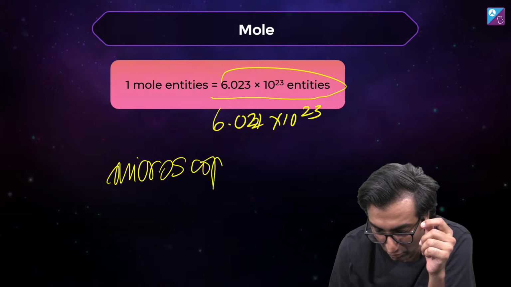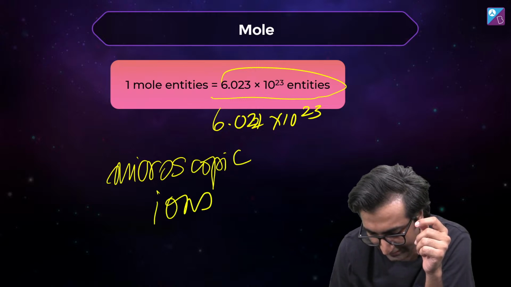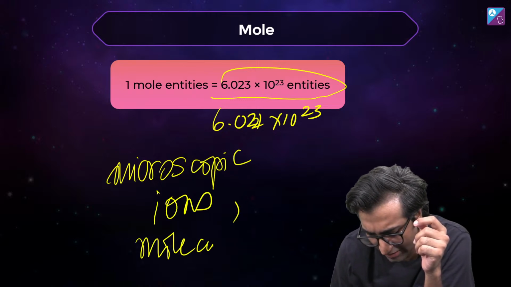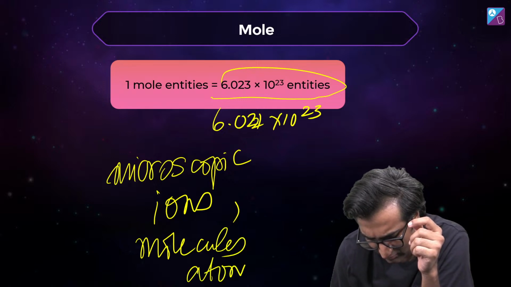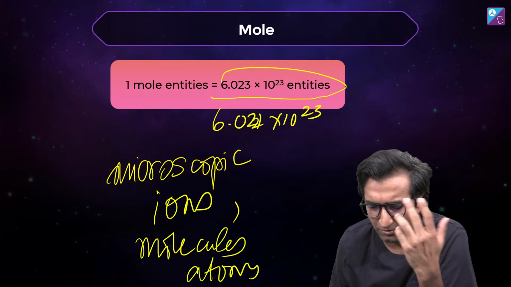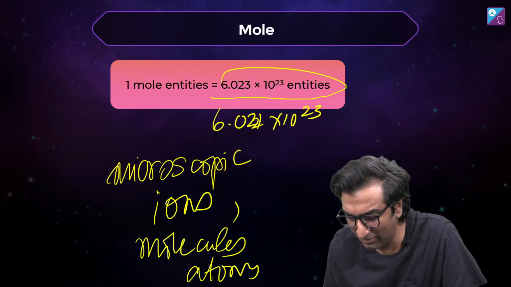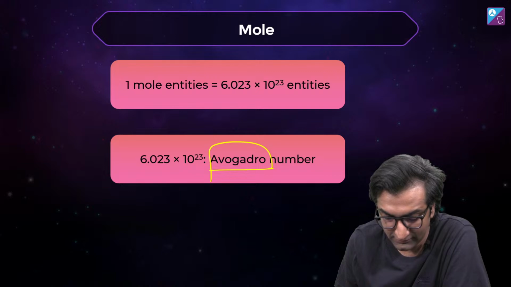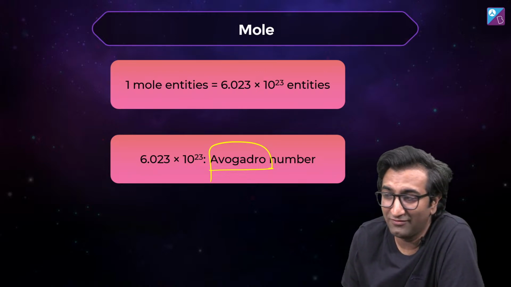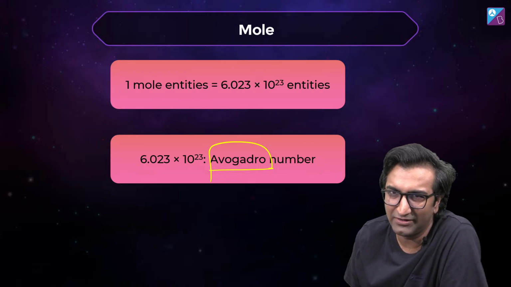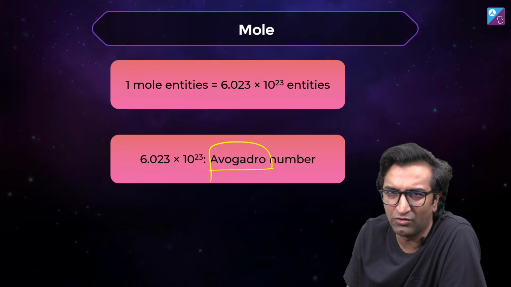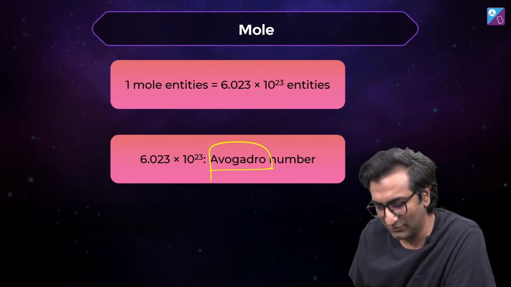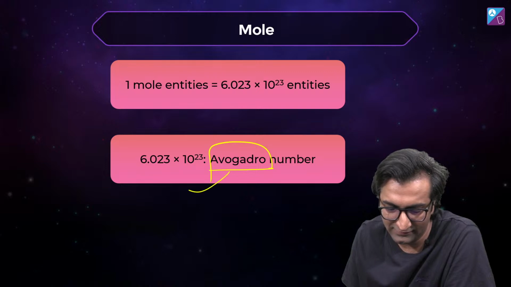Now, it can be what? I can talk about ions. I can talk about molecules. I can talk about atoms, right? And other stuff. But I can't talk about pens. It doesn't make sense to talk about 1 mole of pens. Okay. Where does this number come from? This is named after a beautiful scientist. In fact, in his life, he gave us Avogadro's law, but it was later on figured out this number. So after he passed away, in his honor, this number was named after him.